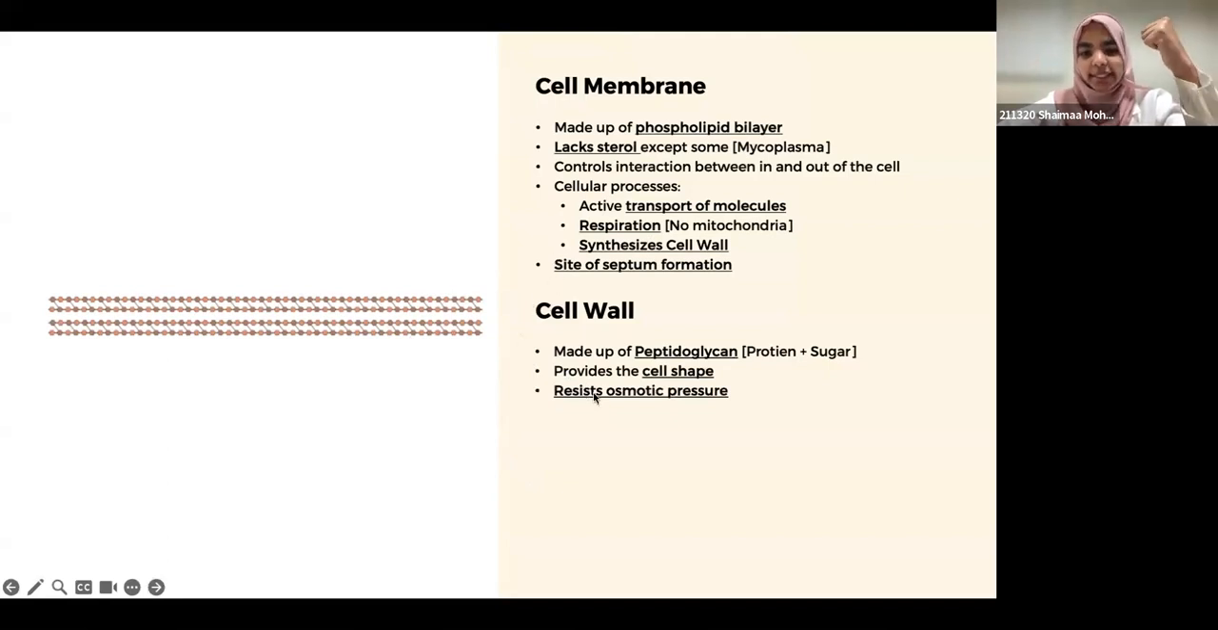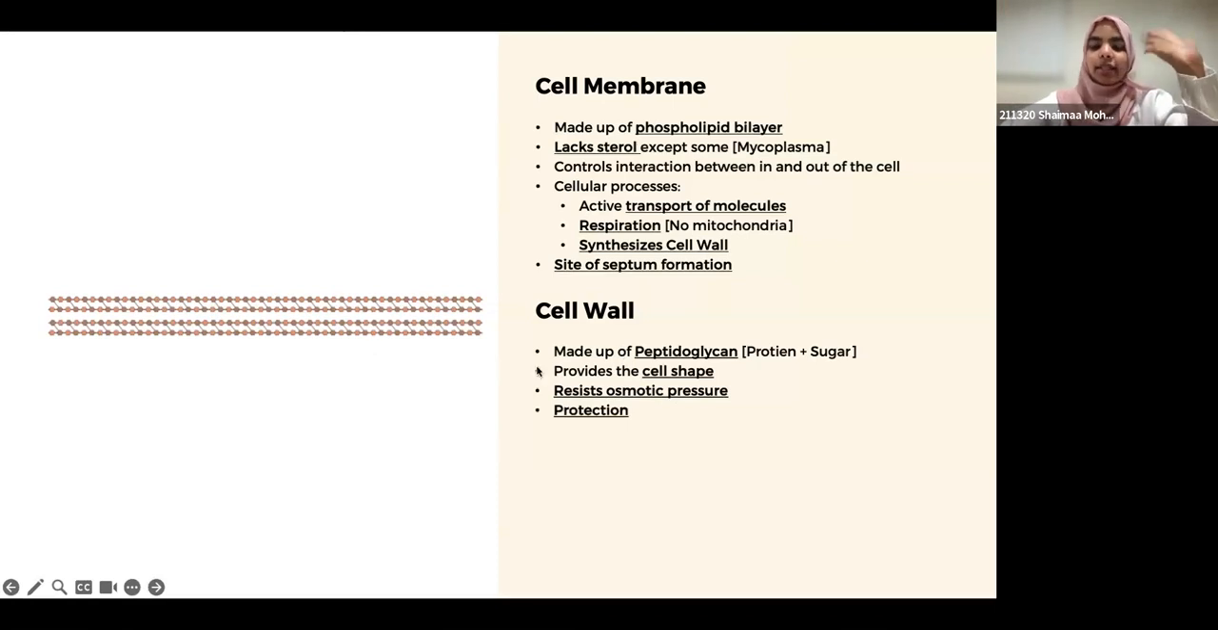And very important is that it's going to help in resisting osmotic pressure. And why is this important? So say, for example, you give an antibiotic that weakens the cell wall. What happens is that the bacteria is no longer able to resist the osmotic pressure, and therefore it can actually burst. So this is one of the mechanisms of action of the antibiotics, right? So important, it resists osmotic pressure and gives the cell shape.